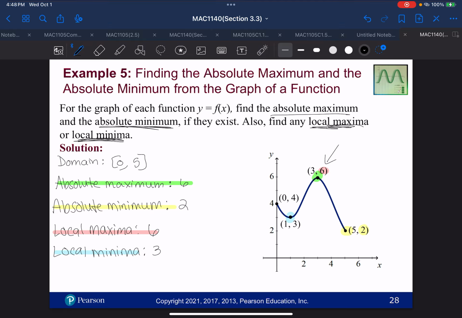So for the absolute maximum and minimum, these can be endpoints, as we just saw with the absolute minimum, because this is an endpoint of our function. But local extrema cannot be.